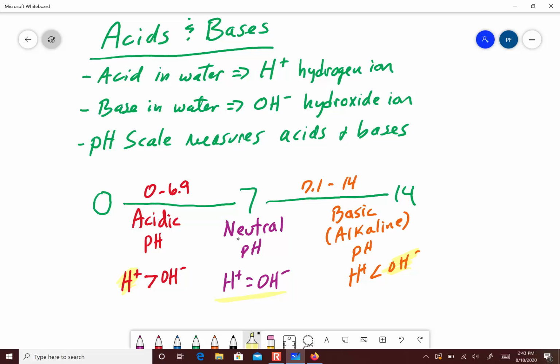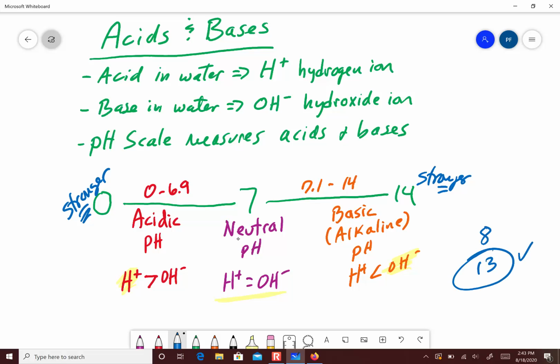And I just mentioned the strength idea, so let me clarify that for a second. So as we approach the end of this scale, things get stronger, right? So stronger acids down here, stronger bases down here. Right, so if we had a pH of 8 and a pH of 13, and we wanted to know which one of these two would be the strongest base, that would be 13. Right, so the ends of the scale are stronger acids and bases.